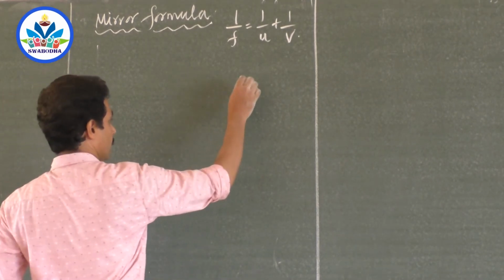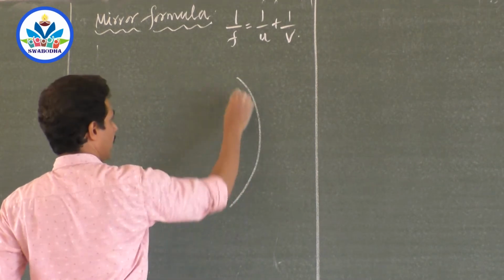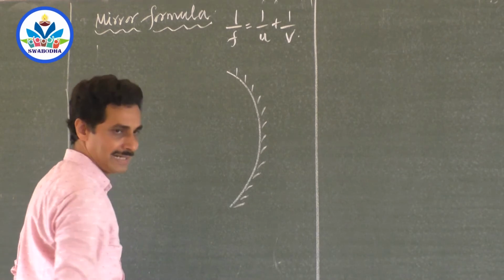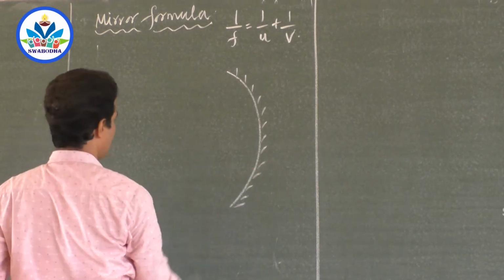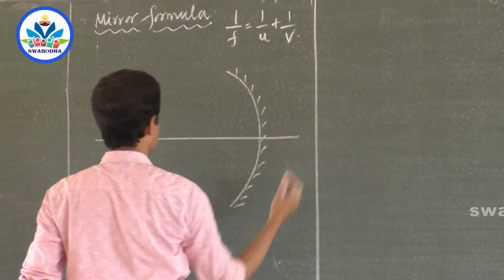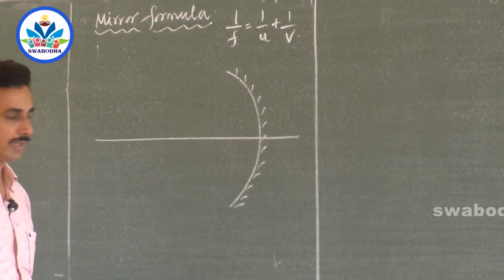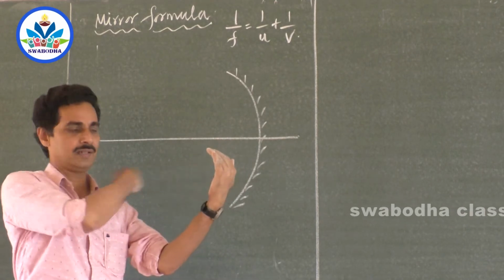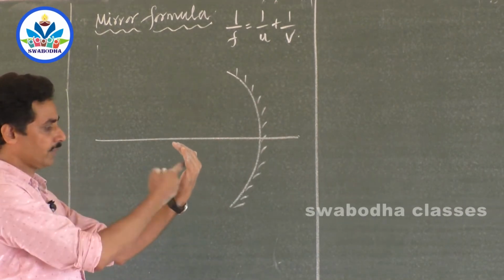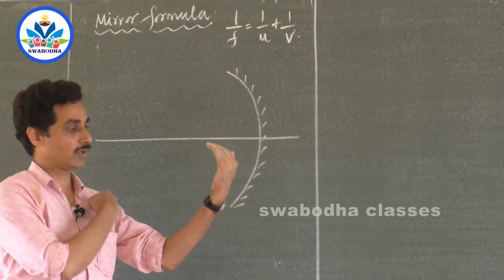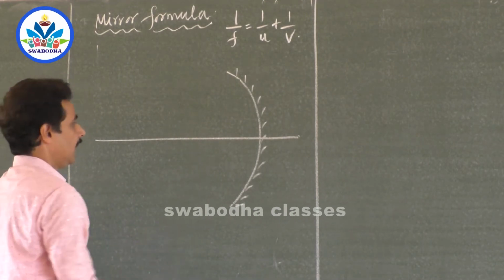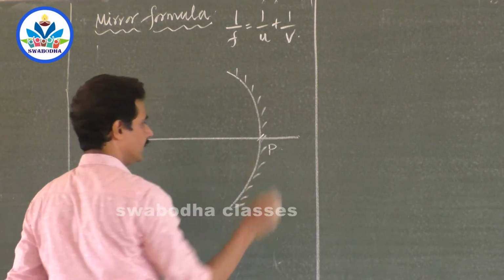Okay, so you must be ready with your paper, draw a concave mirror. You know that a concave mirror reflects from the inner side and it is painted outside. And let this be the principal axis, right? A concave mirror such that it receives light from the left hand side and it falls on the mirror. The ray of light moves along the positive x direction. And this is the pole of the mirror.